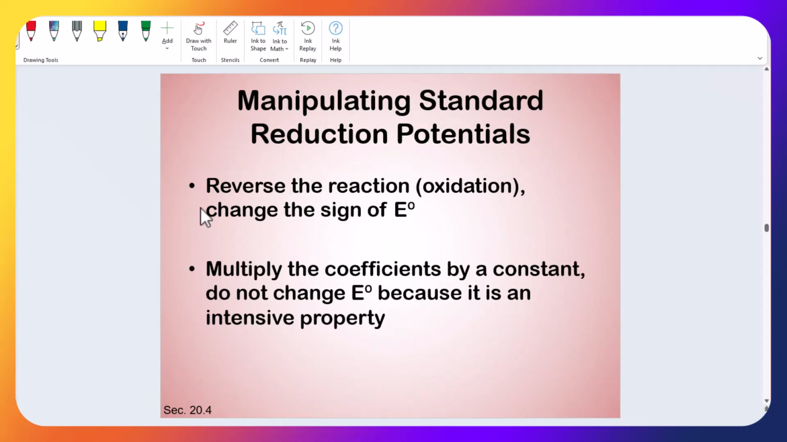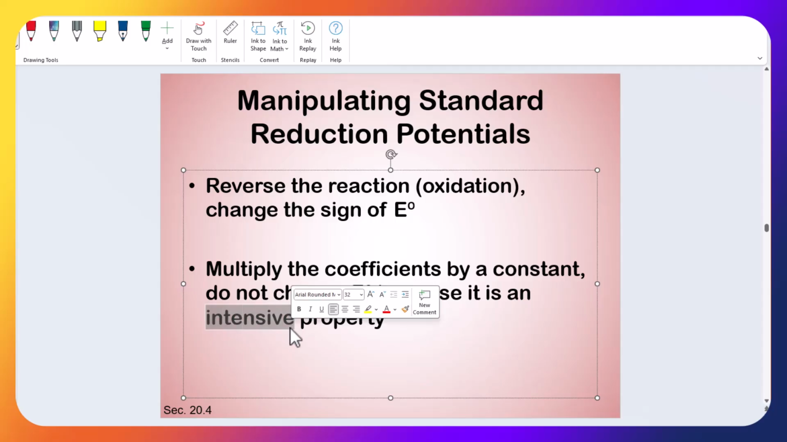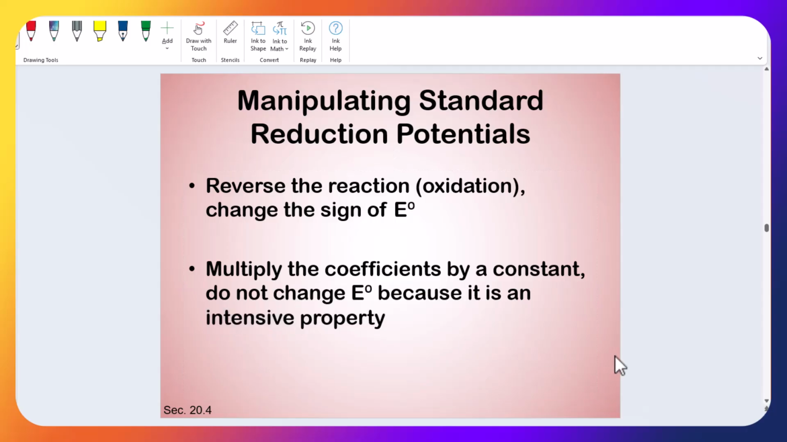Manipulating standard reduction potentials. If you reverse the reaction, just change the sign. If you multiply the coefficients by a constant, do not change the standard E of the cell, because standard E of the cell is an intensive property. And you remember, intensive properties do not depend on the amount. Other intensive properties are things like density or color. They don't change with the amount, okay? So if you multiply by a constant, don't change the amount. Don't multiply your cell potential, okay? Doesn't change it, just makes it last longer.